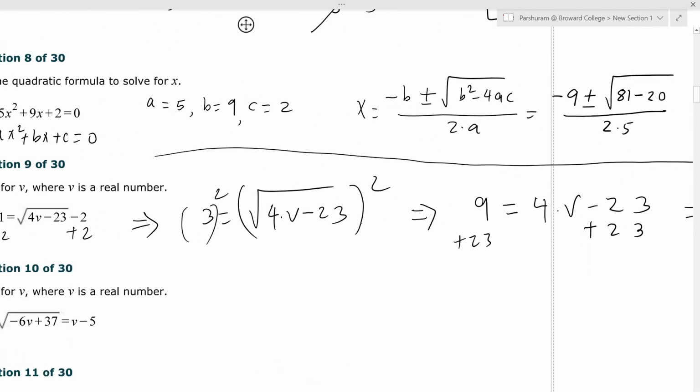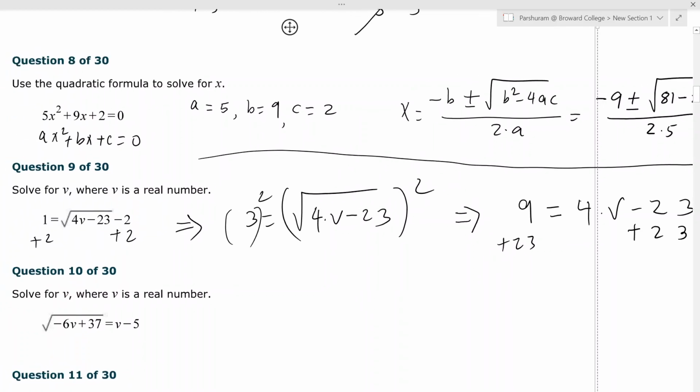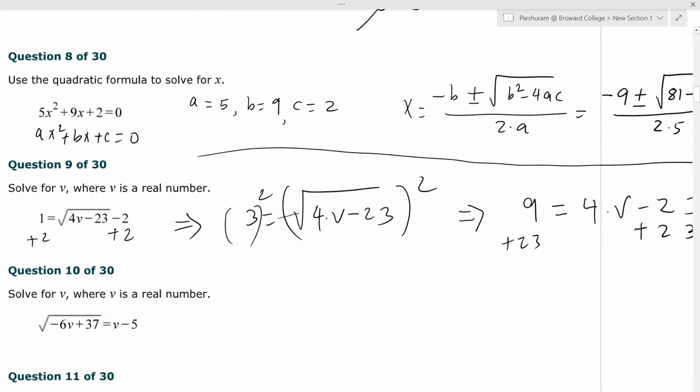Let's go to the next problem. Very same idea. There is a radical sign, and the radical sign is already isolated. So just square both sides. By doing that, on the left side, we get negative 6v plus 37 equals v minus 5 squared. That means you have to multiply v minus 5 and v minus 5, and that gives you v squared minus 10v plus 25.